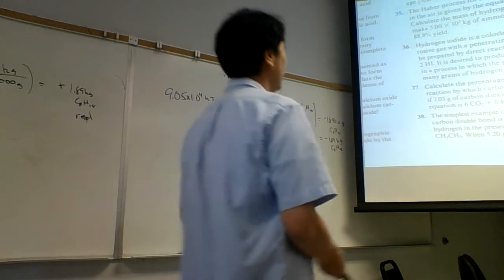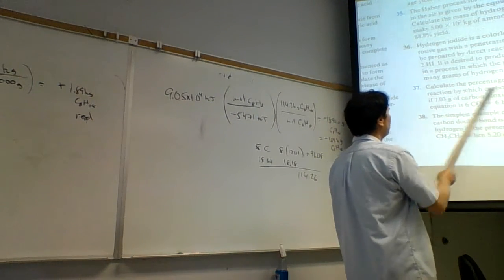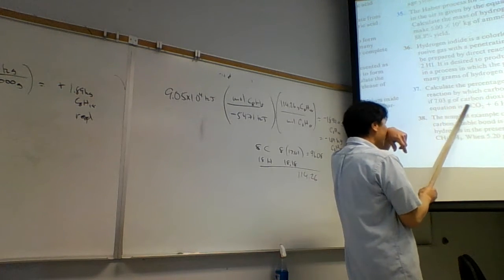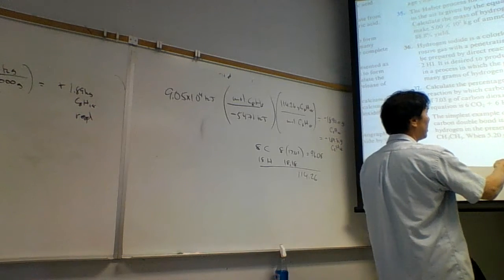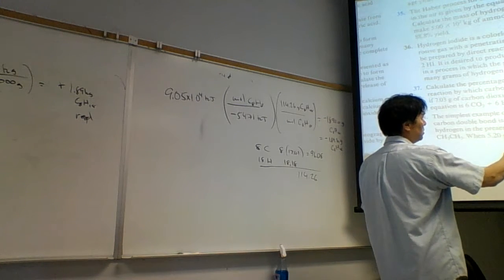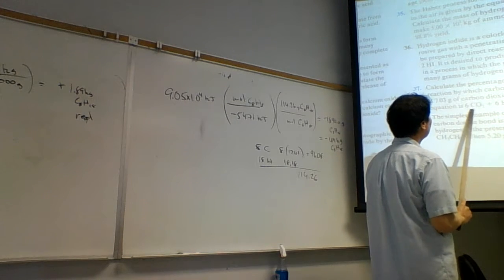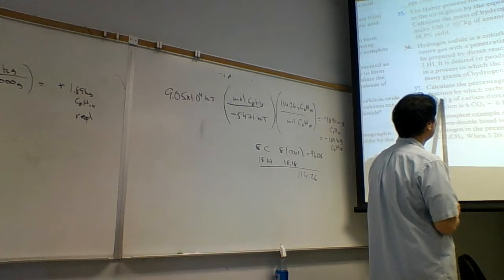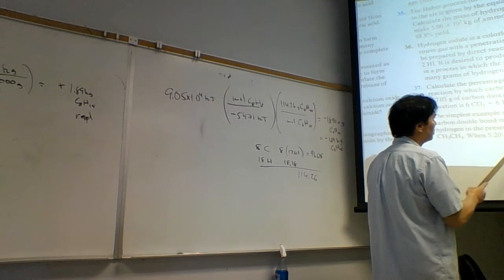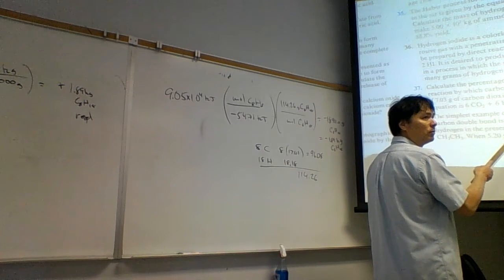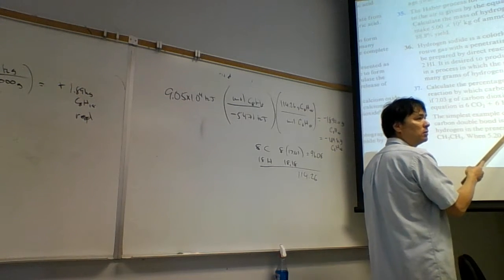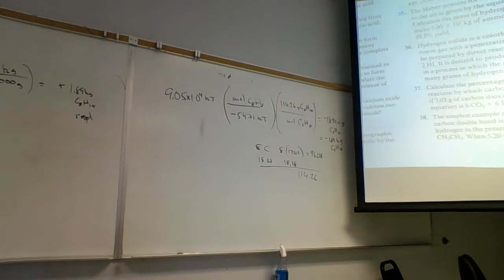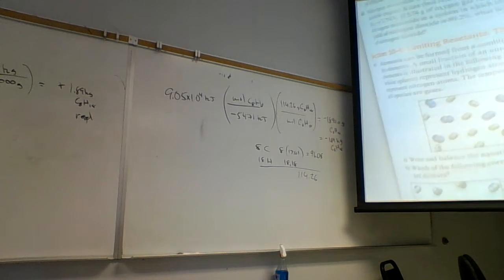So here's the example. I calculate the percentage yield in the photosynthesis reaction by which carbon dioxide is converted to sugar. If 7.03 grams of carbon dioxide yields 3.92 grams of sugar, this is glucose, C6H12O6. The equation is, all right, and so what we do is we calculate the theoretical yield. 7.03 grams of carbon dioxide in theory should yield how much sugar? Well, in reality we only got 3.92. So we got a number of problems like that.